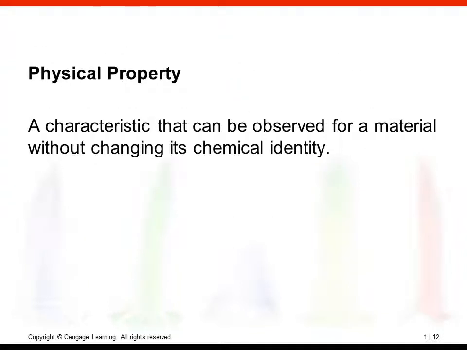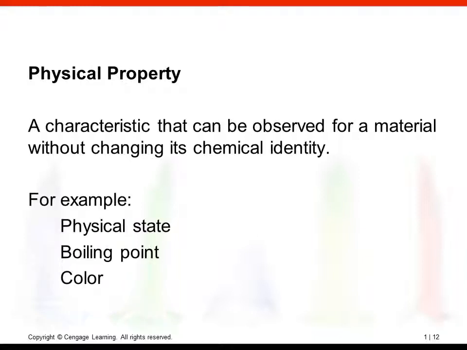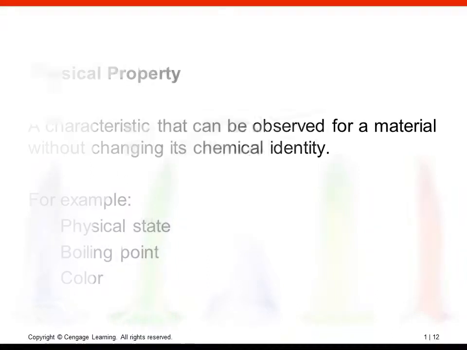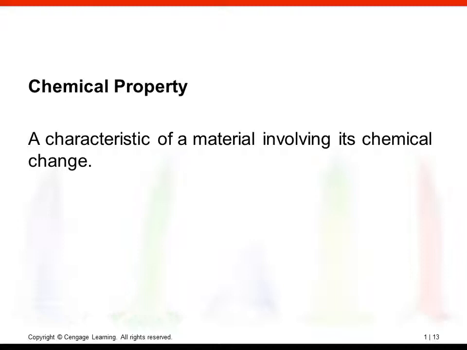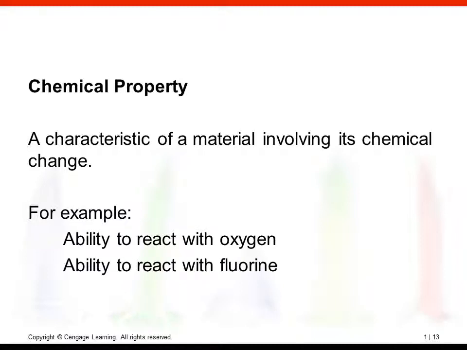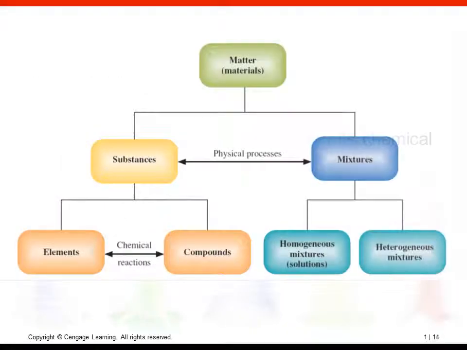Physical properties are those that are used to define matter. Things like density, melting point, boiling point, etc. Chemical properties, however, define the changes in matter. They indicate whether something will react or whether it won't, if it will burn, if it will rust, etc.